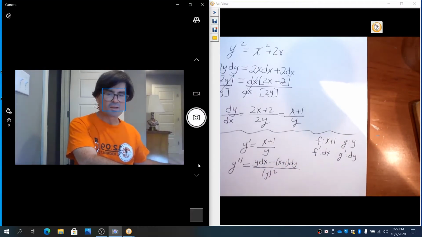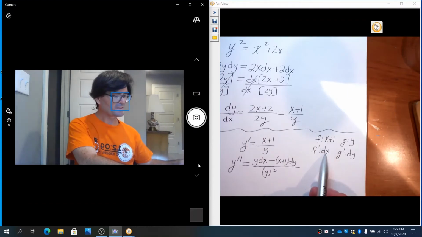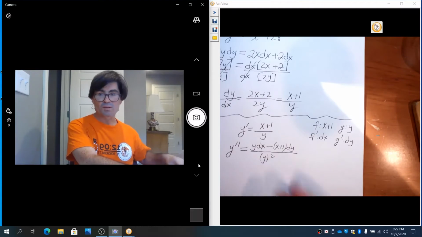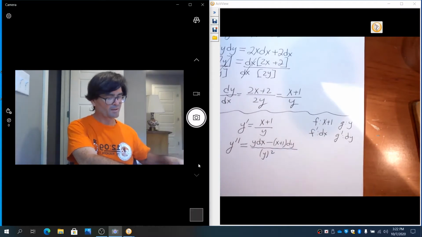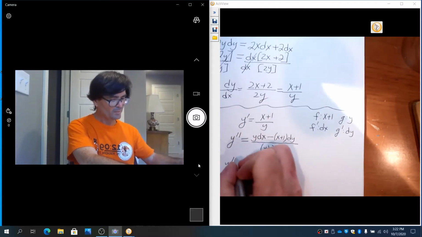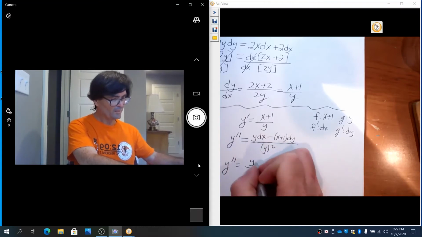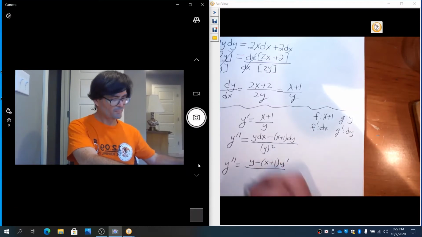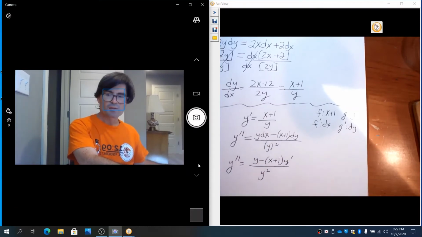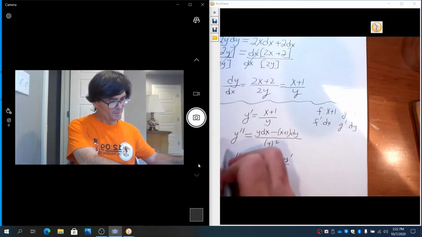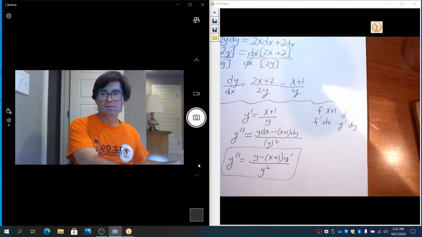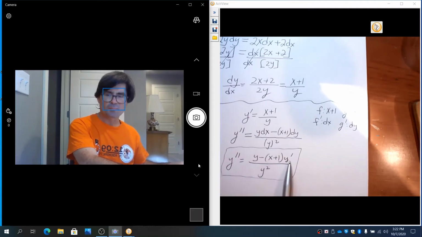Remember, I'm using the y prime notation. I've used the dx and dy, so I want to convert that to y prime, as if you were to divide the top and bottom here by dx. You could say here y double prime is y minus x plus 1 times y prime, over y squared. So that's my second derivative. I'm going to put a box around it for now. We're not done, but I'm going to comment. This second derivative is in terms of x, also in terms of y, and in terms of y prime.